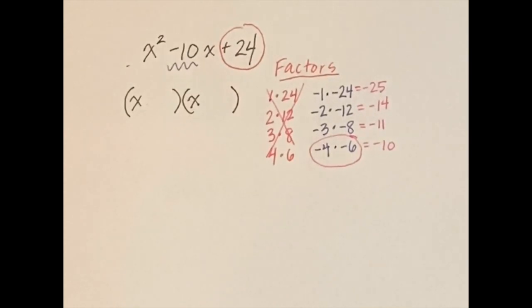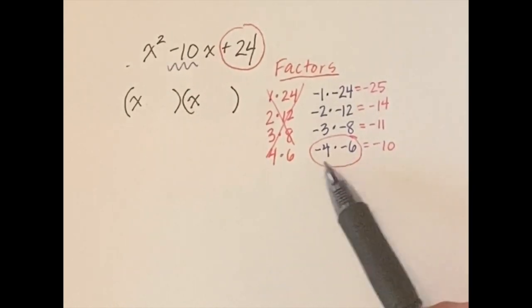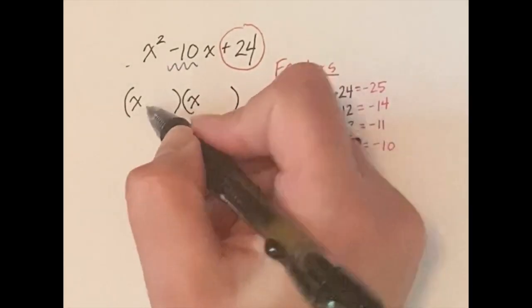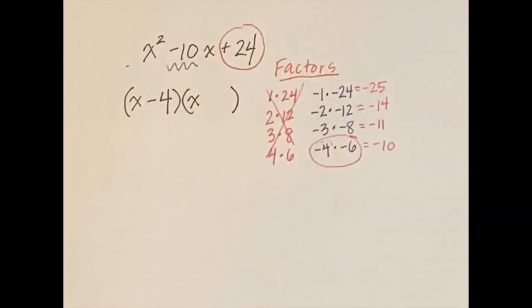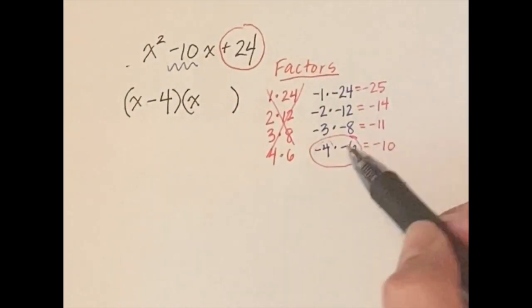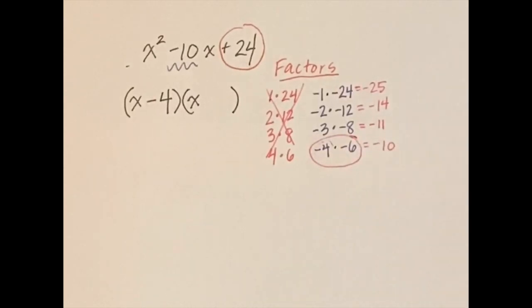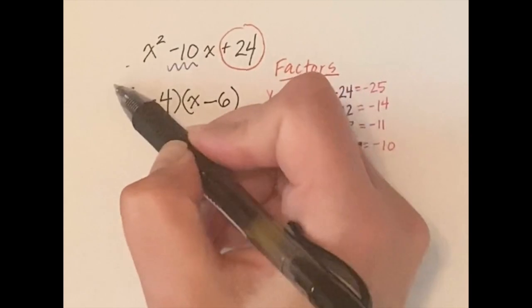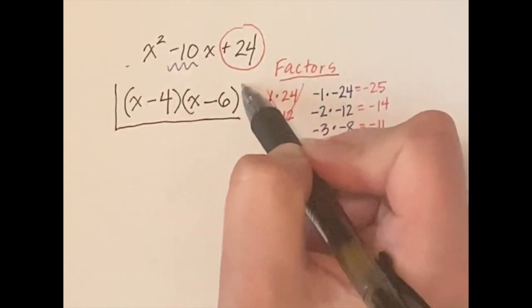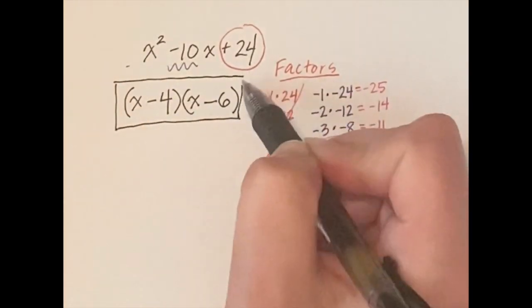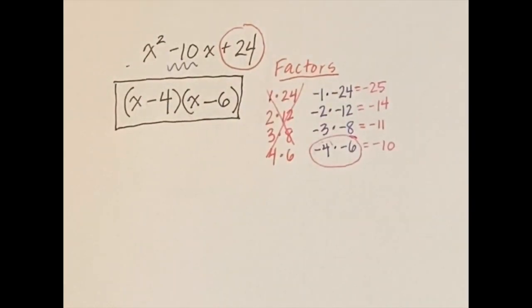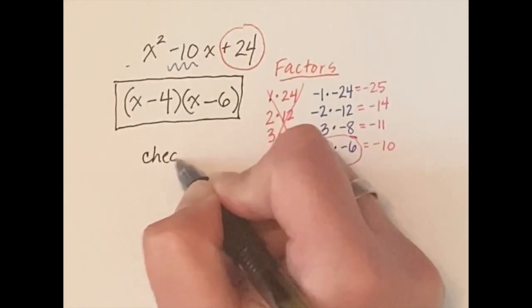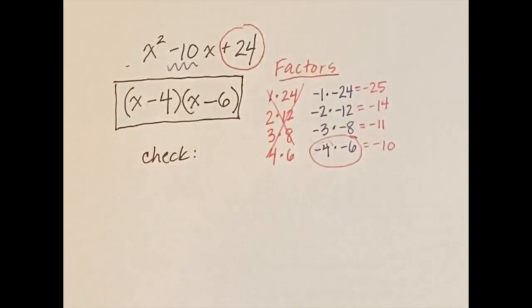Super simple to finish your answer. All you have to do is take this number, negative 4, and put it in the first blank that you have, and then take the second number of negative 6 and put it in the second blank that you have. And here are the binomials that multiply into the trinomial of x squared minus 10x plus 24. You have successfully factored.